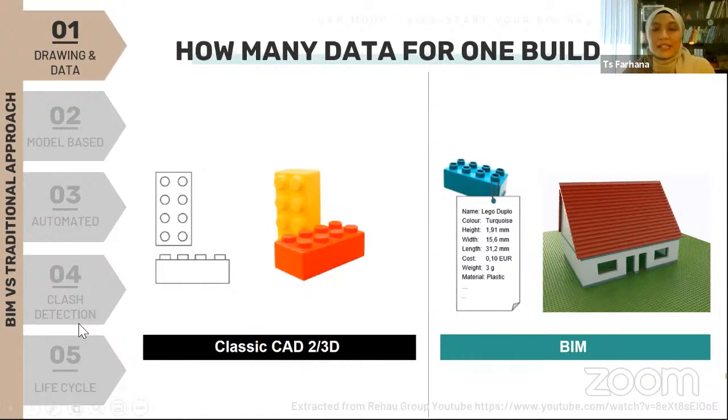Okay, let's compare with Lego. Imagine, let's say this is the 2D AutoCAD. This is the 3D rendering, but still there's no information here. But in BIM, there's information. When you click these bricks, there's information there. And imagine how much data is in one building. Each of these has information attached.